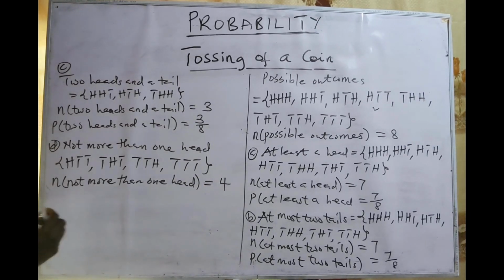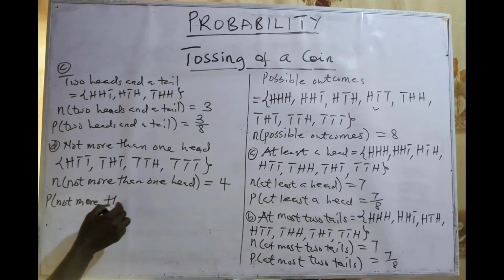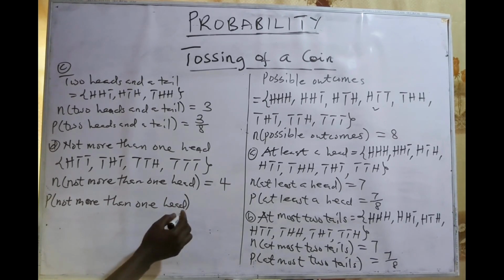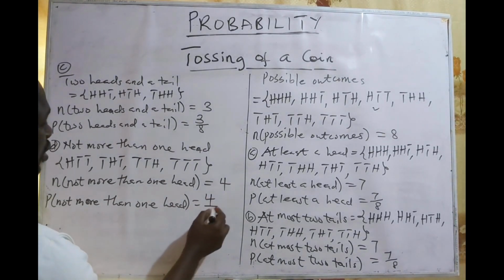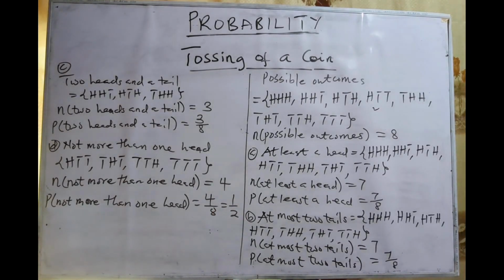Okay, cool. We have the probability of not more than one head. It is going to be what? 4 out of 8, and that will give me 1/2. The probability of not more than one head is 1/2. I believe this is understood.